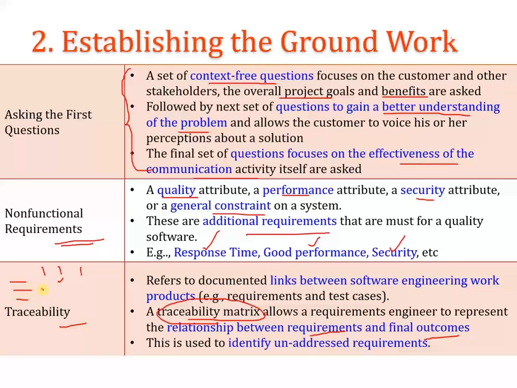Similarly, the second requirement is satisfied by both the first product and the second product, but the third requirement has not been matched with any of the products. By this, we can understand the unaddressed requirement. For example, in this matrix, I can clearly say that the third requirement is not addressed by any one of the software products. So we need to complete this particular software development.